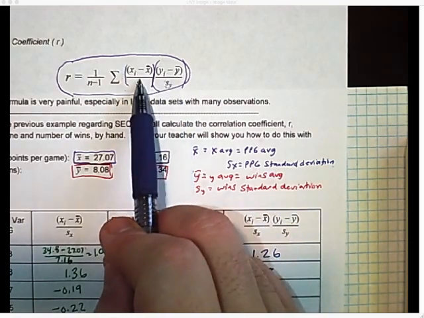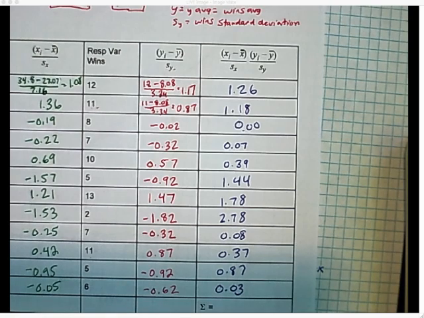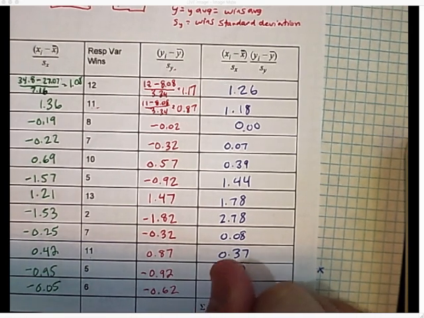Okay, so we've done that for each data point. Now this symbol is the capital Greek letter sigma. That means add them all up. So I gotta add up all of these numbers. I gotta add down this column. So 1.26 plus 1.18 plus 0 plus 0.07 plus 0.39 plus 1.44 plus 1.78 plus 2.78 plus 0.08 plus 0.37 plus 0.87 plus 0.03. Do all of that, and the sum of that is 10.25.